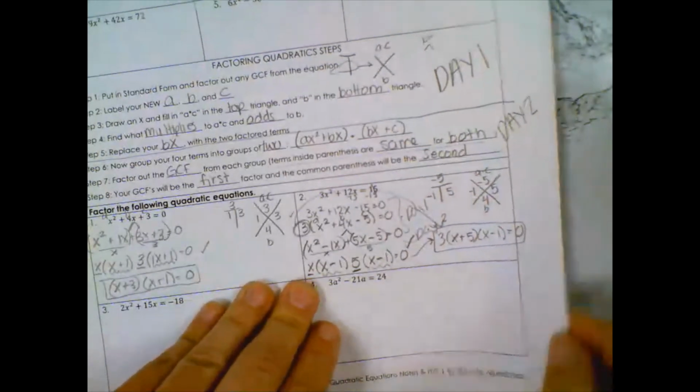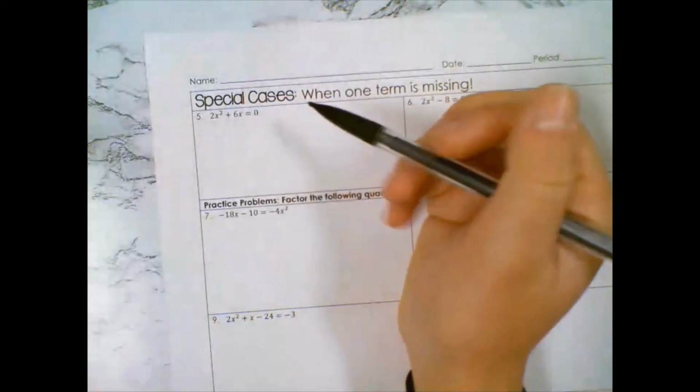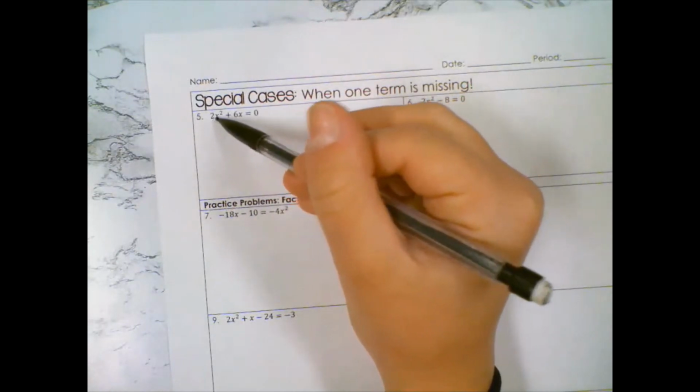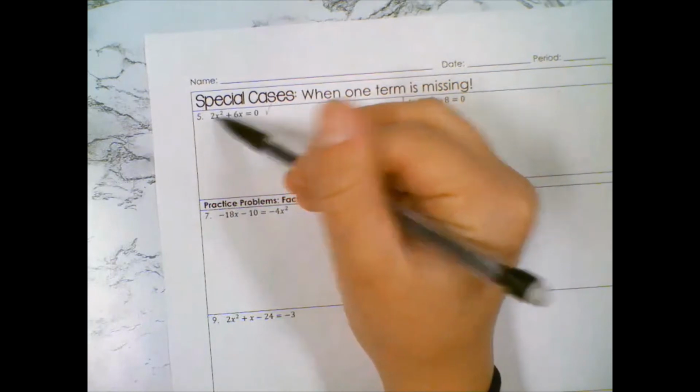Okay, so what we're going to look at now is special cases. So just when something's missing. It's nothing really new. It follows the same principle. So first thing we're going to do is make sure it's in standard form. So it is, we're good to go. But we do have a GCF.